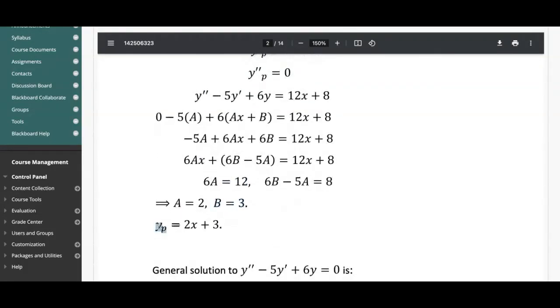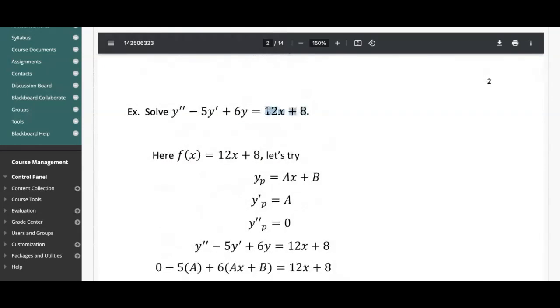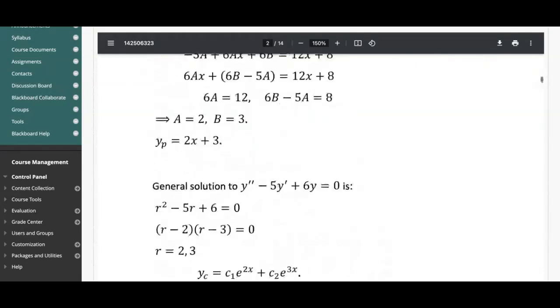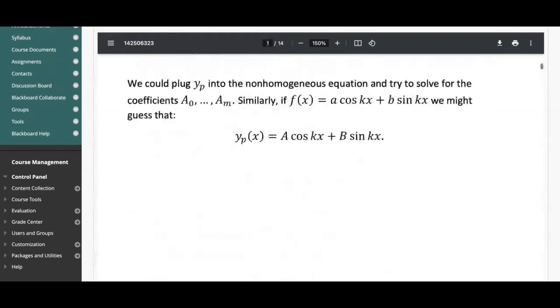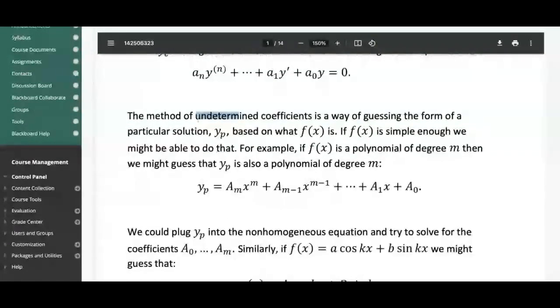So we get a particular solution that looks like f of x, but with different coefficients of x and constant term. So a particular solution is 2x plus 3, compared to f of x, which is 12x plus 8. So that's this method, called undetermined coefficients.